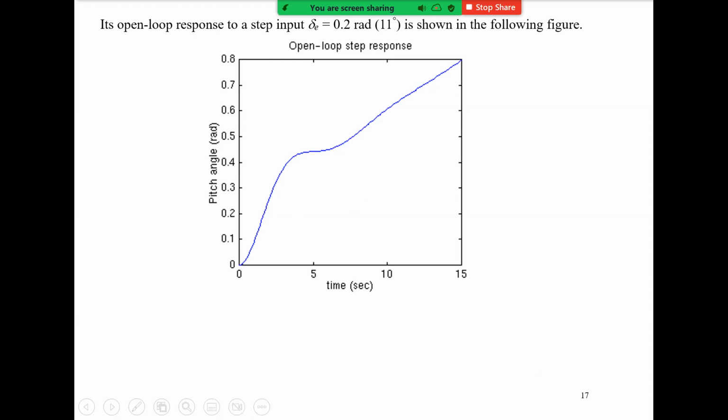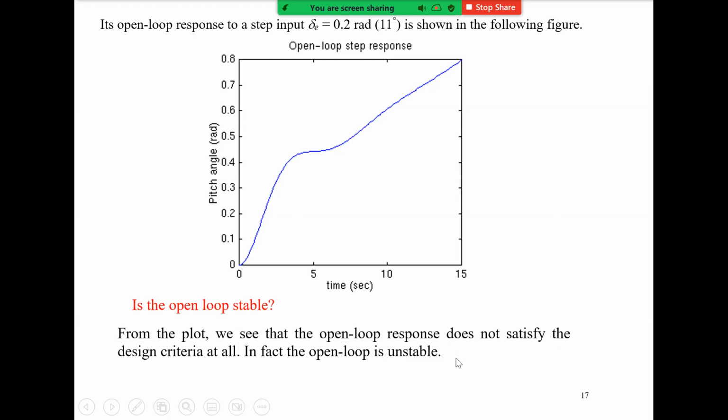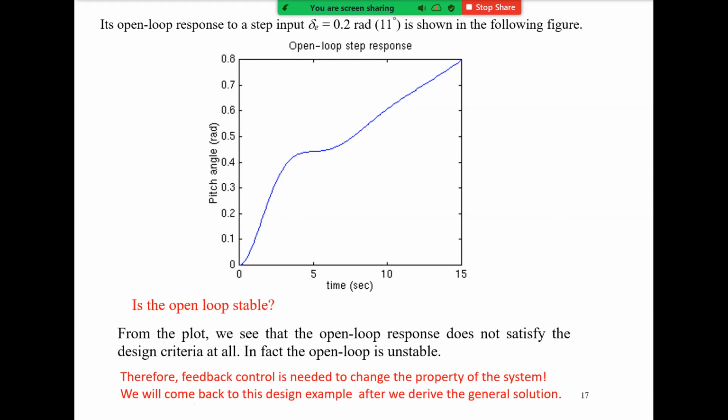If you look at this step response, you will realize, is it stable or unstable? For a stable system, we know that the step response will settle down to some constant value. Definitely this is unstable, right? So the open loop response does not satisfy the requirement. We have to use feedback. Okay. So we will come back to this design example to see how we're going to achieve the performance requirement.